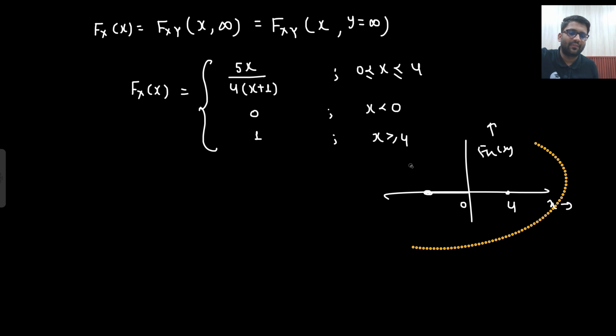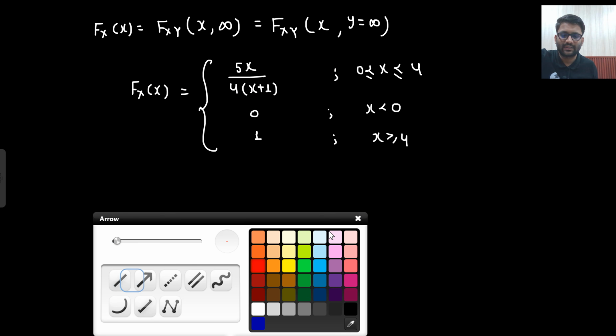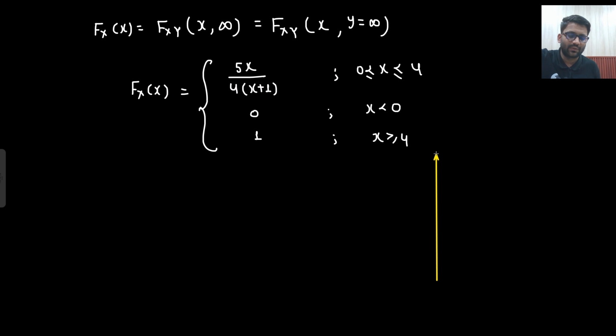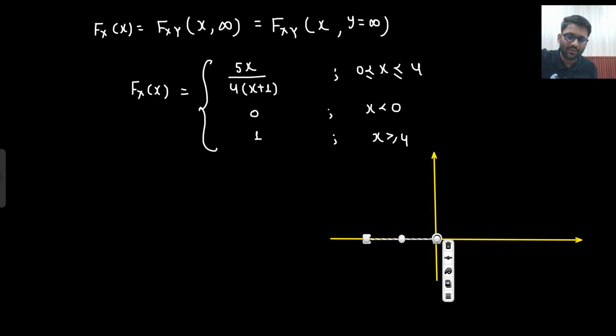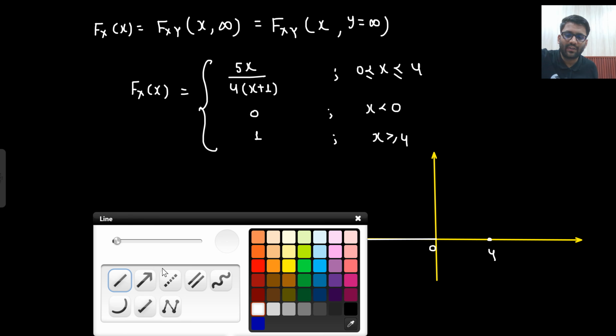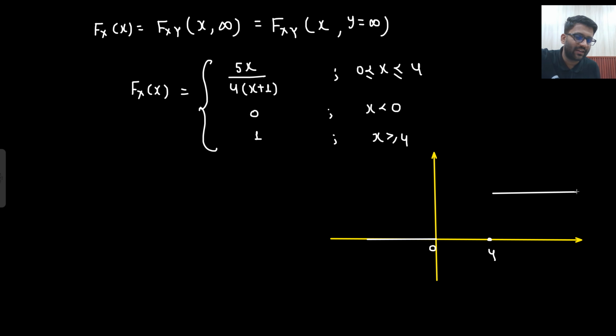So if I try making the graph of Fx(x), it will go somewhat like this. Before that it will be 0. For x less than 0 it will always be 0. Between 0 to 4 it will follow this curvature, and after 4 it will become 1, which is pretty obvious, right? Because I know that Fx(infinity) should be 1 and Fx(minus infinity) should be 0. Now how this curve will go, that I cannot tell. I need to differentiate and do all these kinds of things. So at 0 what value is it throwing? It is throwing value 0 only.